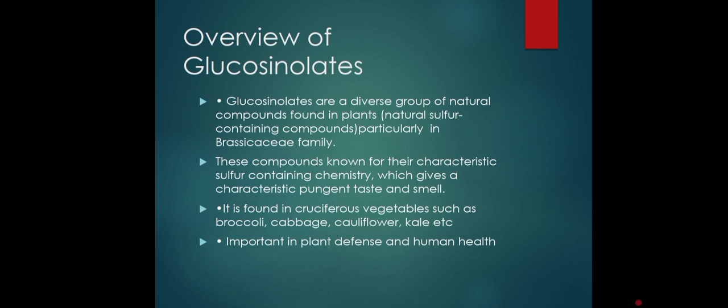Glucosinolates are sulfur and nitrogen containing secondary metabolites found mainly in the Brassicaceae family, such as mustard, broccoli, and cabbage. They play an important role in plant defense and have several health promoting properties for humans. Now that we know what glucosinolates are, let's look at their chemical structure and composition.